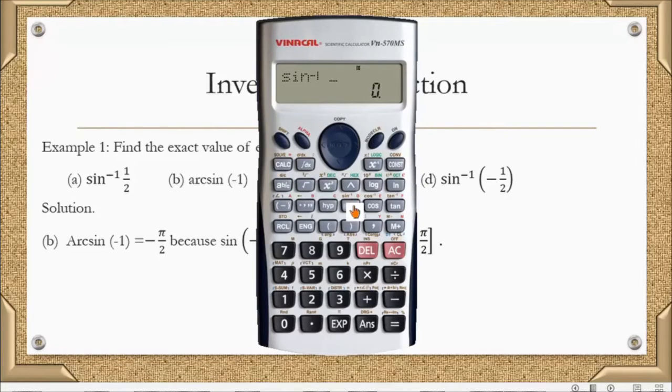Shift, sine. Then, yung real number, -1. So, press lang natin itong negative, then press natin yung 1. Then, equal. Yan, meron tayong -90. So, ang result natin dito sa scientific ay, since naka-degree mode yung ating scientific, kaya ibibigay niya ay -90.